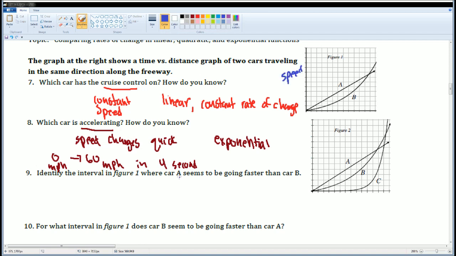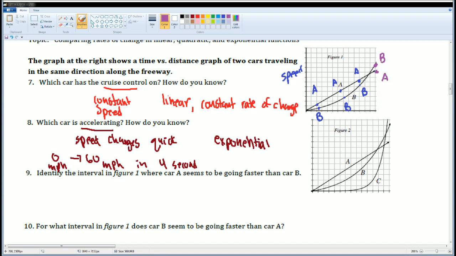So where in the graph, car A seems to be faster. So here, do you see here? A is bigger than B. B is down here. Here, A, B. Here, A, B. Okay, but here you see how it continues. This is B and this is A.